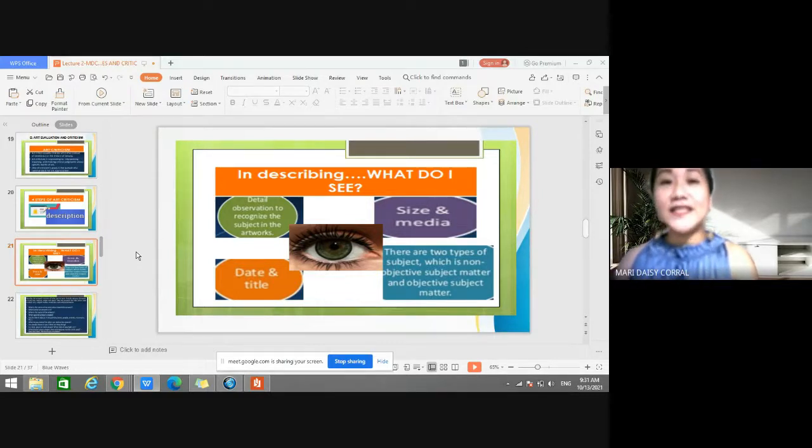So usually you see this in museums or even in the art books that you see. There's the name of the author, there's the title, there's the size, there's the medium being used, and there's the year when it was created.